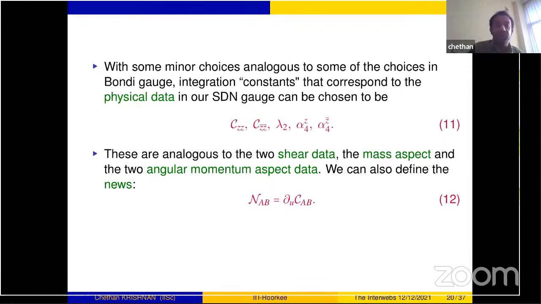Okay, so when you solve Einstein's equations asymptotically, you find data analogous to what you find in Bondi gauge. And in fact, apart from these trivial integration constants that I talked about, there is also data of this form. These are analogous to the shear data, the mass aspect, and the two angular momentum aspect data. So these are the things that one has.